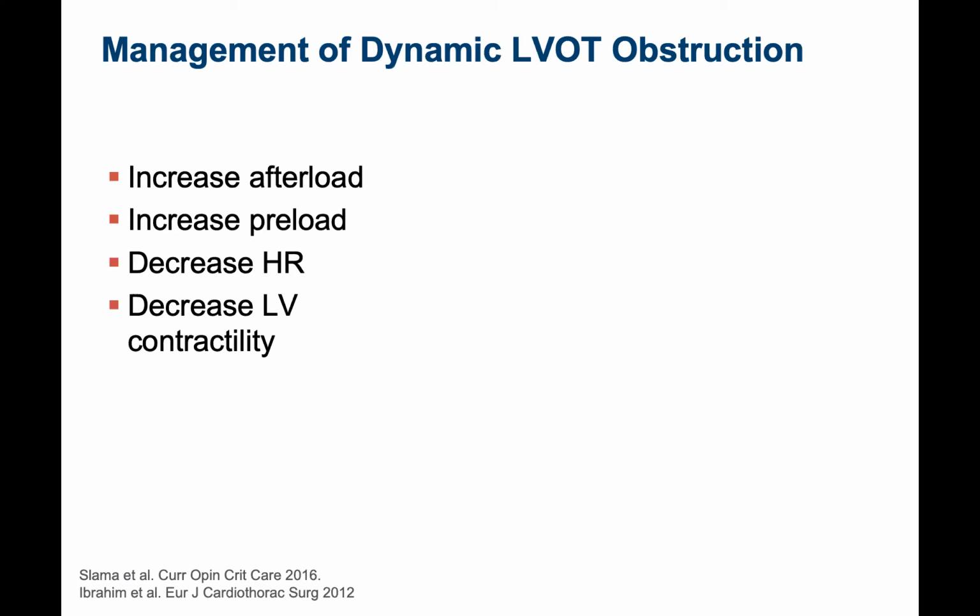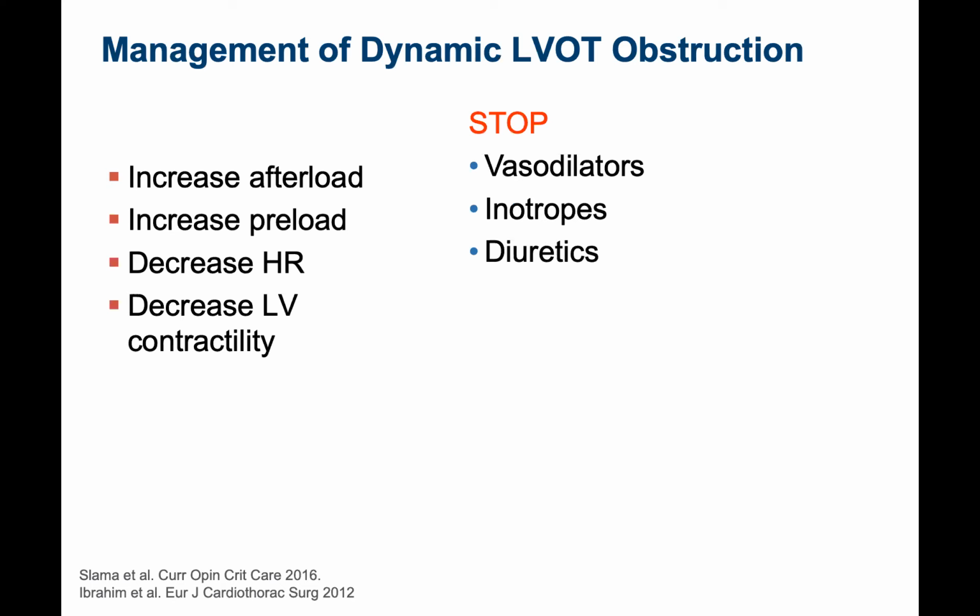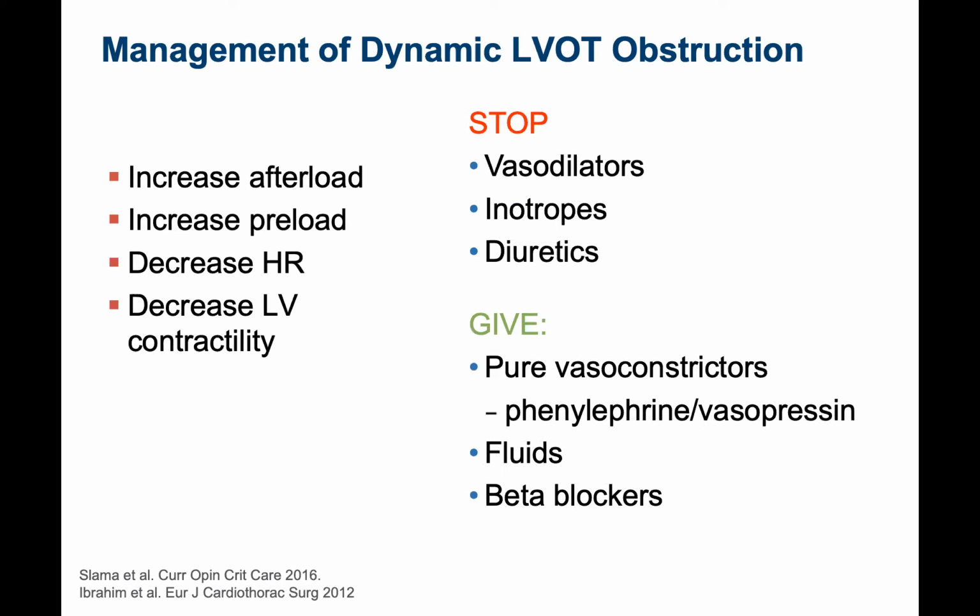So what do we want to do about this? Our management is going to be increase our afterload, increase our preload, decrease our heart rate, and decrease our left ventricular contractility. So you're going to want to stop vasodilators, stop your inotropes, and stop your diuretics. And you're going to want to give pure vasoconstrictors, give phenylephrine or vasopressin, give fluids, and in the right clinical scenario, you may decide to give beta blockers.